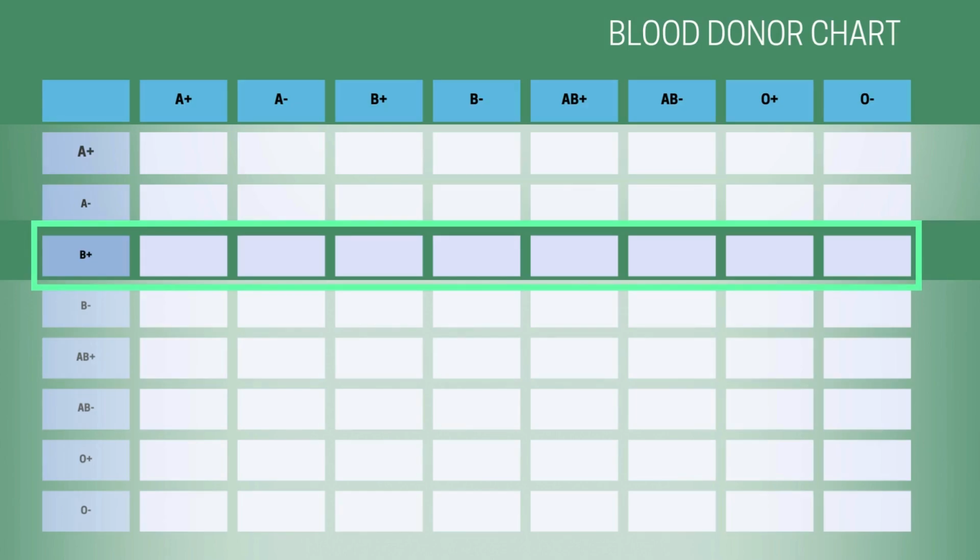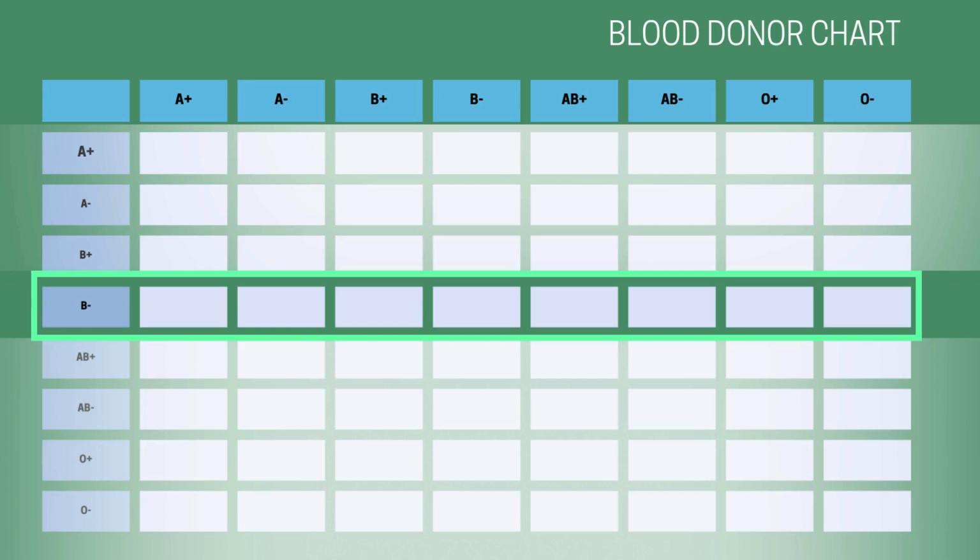Now let's look at a B positive patient. This patient has B antigens and the Rh antigen on their red blood cells. They can safely receive blood from B positive and B negative donors, as well as from O positive and O negative donors. They cannot receive blood from any A or AB donors, whether positive or negative, because their anti-A antibodies would react with the A antigen. So, for B positive patients, stick with B or O blood types, and either Rh positive or negative is fine.